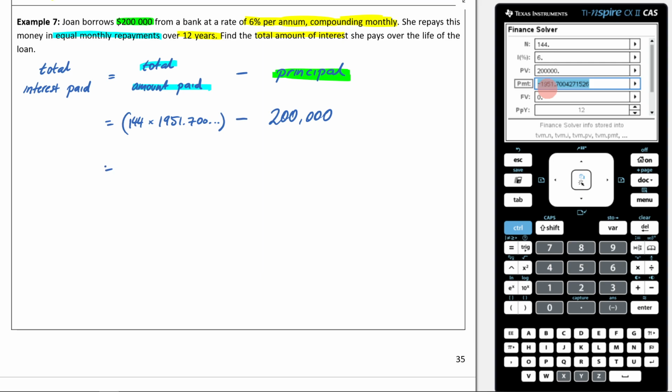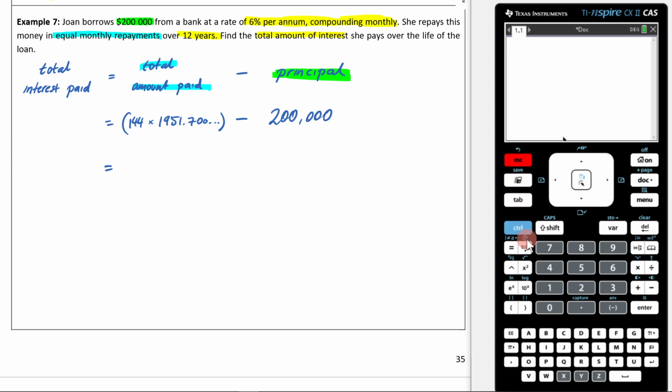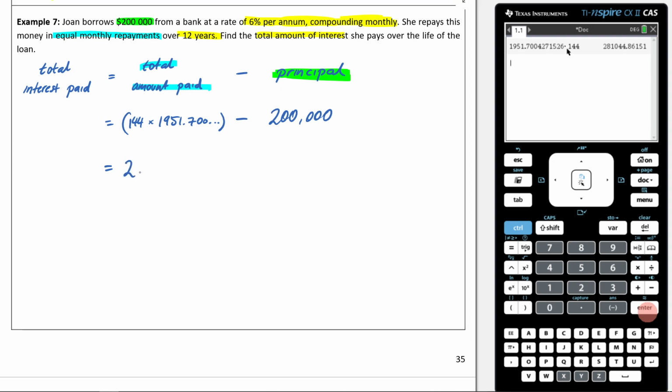So now I'm just going to take this number right here, Control C it. Then I'm going to go escape. I'm going to Control V it here. I'm probably going to get rid of this negative. Then I'm going to times it by 144. And that means that I'm going to end up paying a total of 281,044.86151. And I'm subtracting that away from my principal amount, which is 200,000.